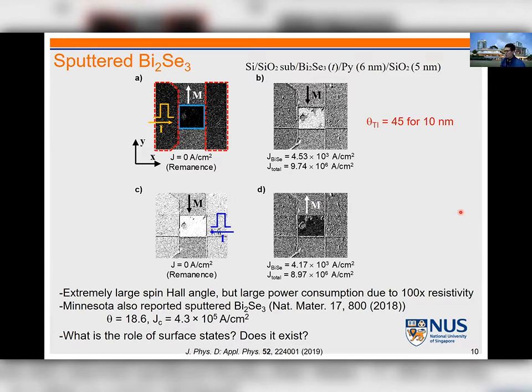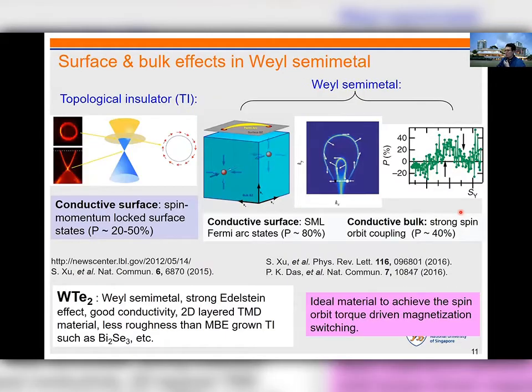We try to utilize another kind of material called Weyl semimetal. This is a cousin material to topological insulator. However, it has a conducting bulk state as well as a very strong spin-orbit coupling in the bulk. So we do not need to worry about this current shunting effect through the bulk.